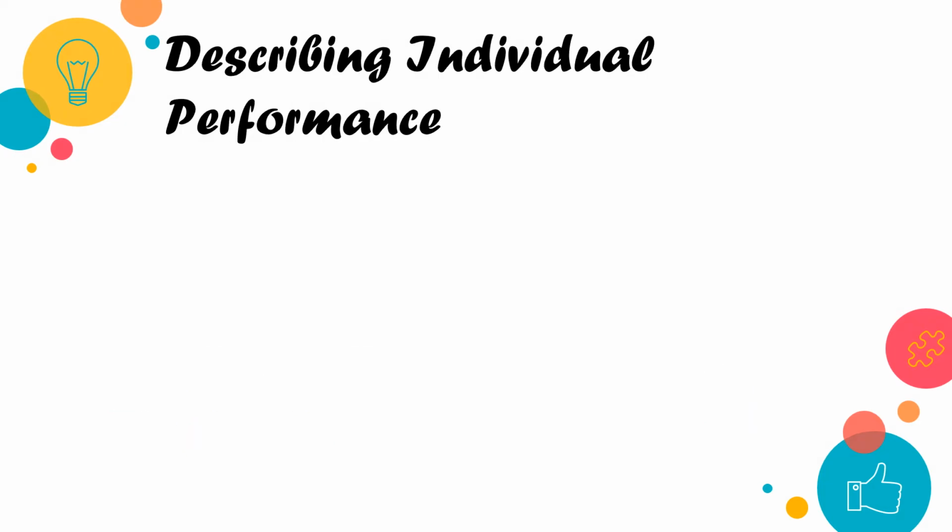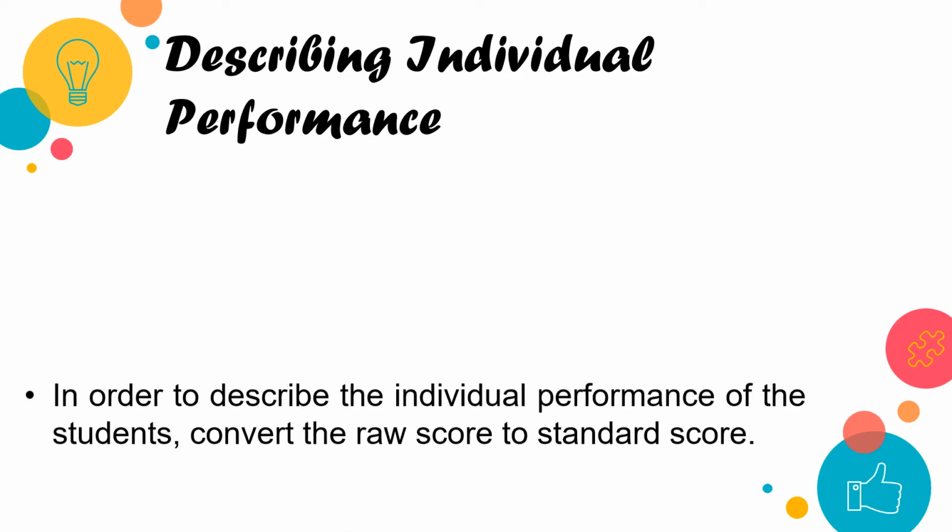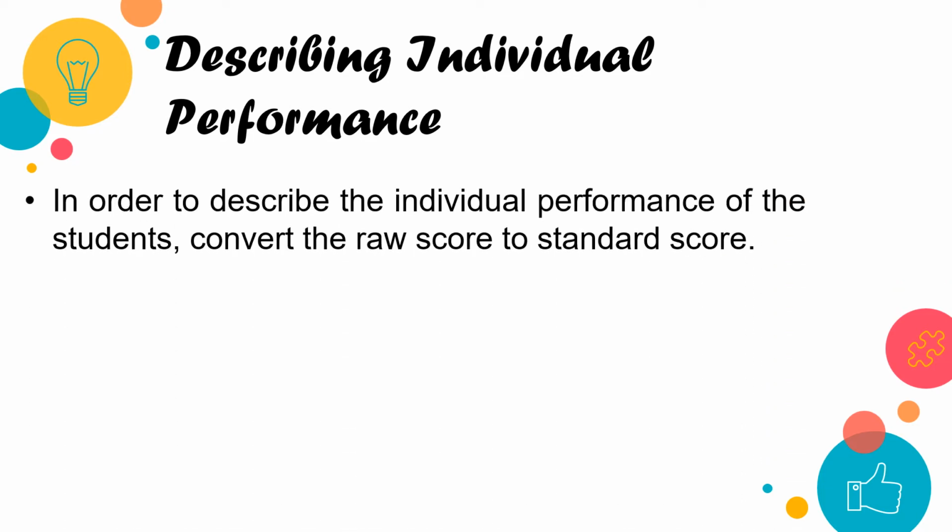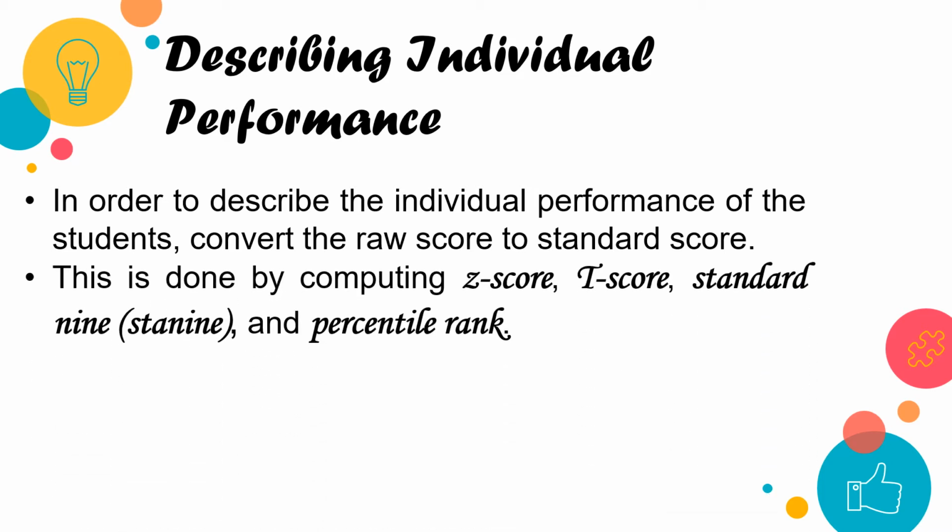Next is describing individual performance. There are four ways of describing the individual performance of the students. In order to describe individual performance, we have to convert the raw score to a standard score. It's not actually very literal, so we'll look at what this means. This is done by computing the z-score, the t-score, the stanine, and the percentile rank. These are what we will use to convert the raw score to a standard score.